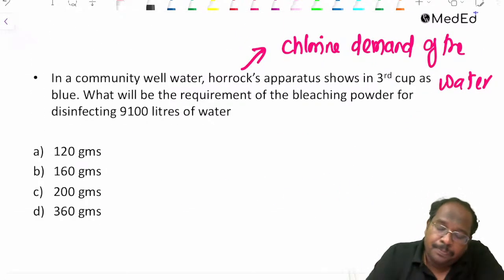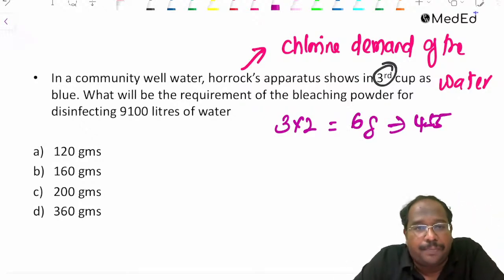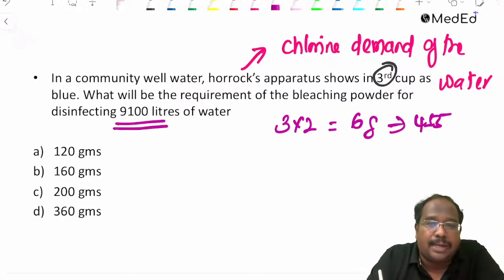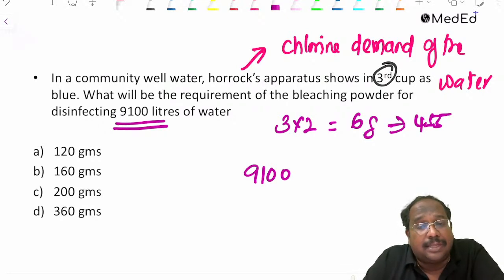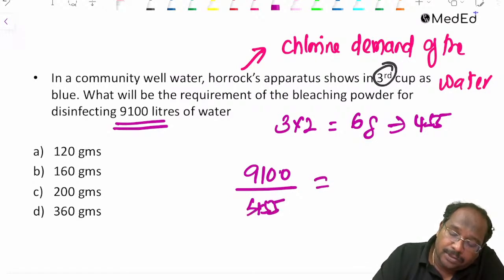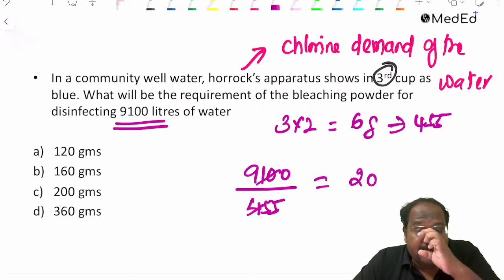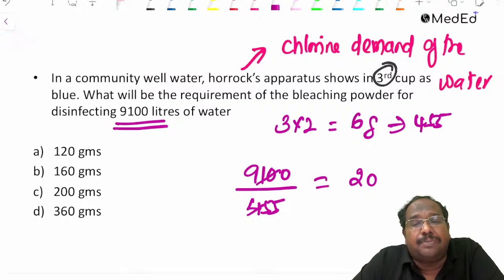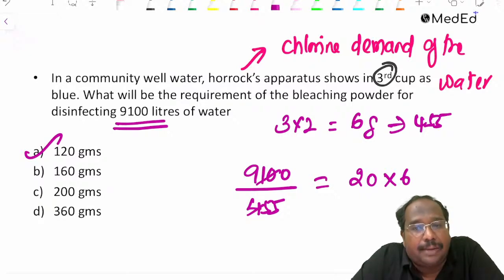Now we will go back to the question. Out of 6 cups, the third cup is positive. Third cup means 3 into 2, so 6 grams is required for 455 liters of water. Now how many liters of water is there here? 9,100 liters, not 910. So you have to divide by 455, which is 20. 3 cups means 6 grams, so this has to be multiplied with 6. That gives 120 grams.